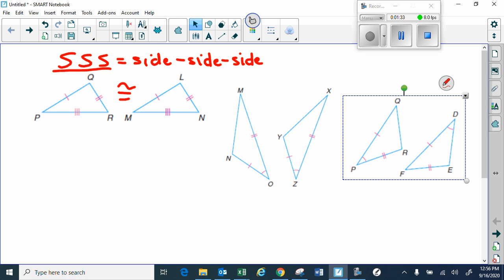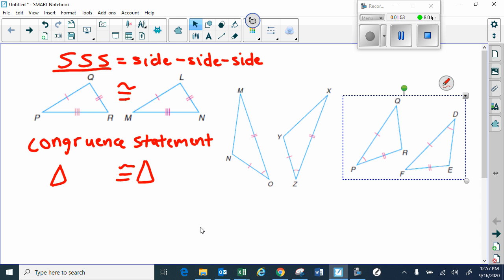Okay, now they may ask you to write a congruence statement. A congruence statement, which you will be doing on assignments and on your test, is when I say some triangle, in this case, triangles, we choose triangle symbol, is congruent to another triangle. Now here's the key: when you write a congruence statement, you must write it in corresponding order. Corresponding means it must go angle to angle, match up the angles.